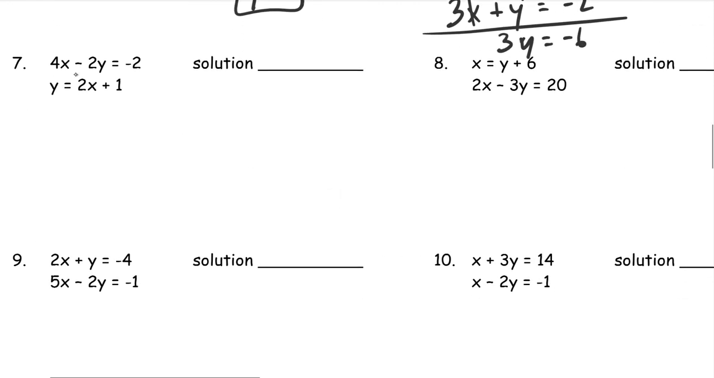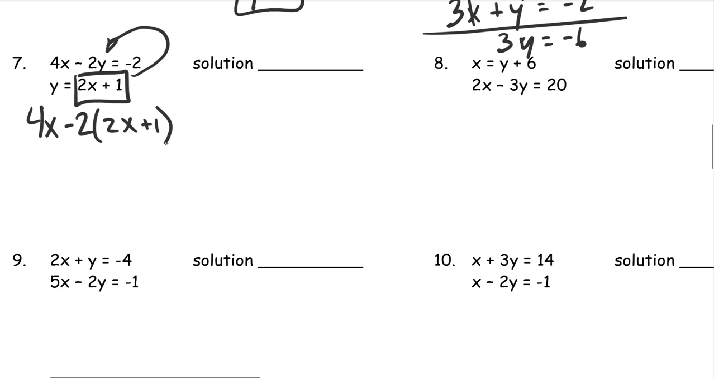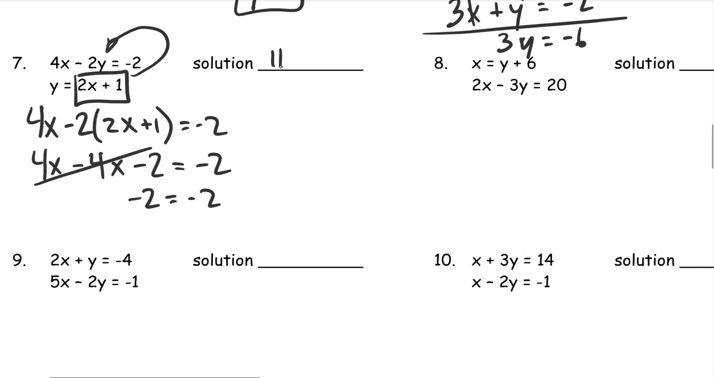Seven's already solved for a variable, so we'll just substitute this in for y. 4x minus 2 times 2x plus 1 equals negative 2. 4x minus 2 equals negative 2. That cancels, and negative 2 equals negative 2, so we have all real numbers are solutions.